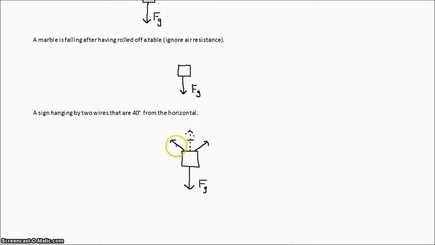Now we'll indicate that our angle, theta, is measured from the horizontal. And we'll say theta is equal to 40 degrees. Now, we don't want this here. That's sloppy. So let's erase that.